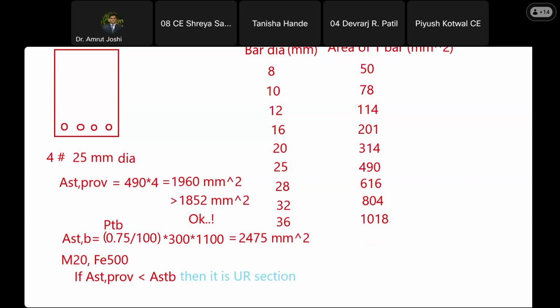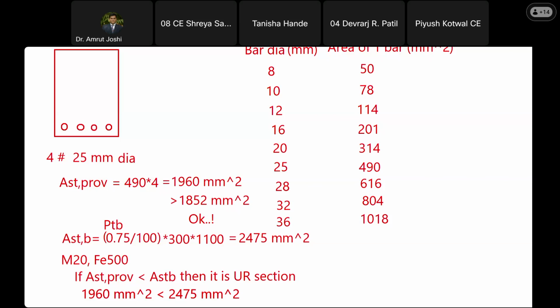Yes, sir. So how much are we providing? We are providing 1960 mm². This is definitely less than 2475 mm². Therefore, the section is under-reinforced and hence it is okay. Are you with me?